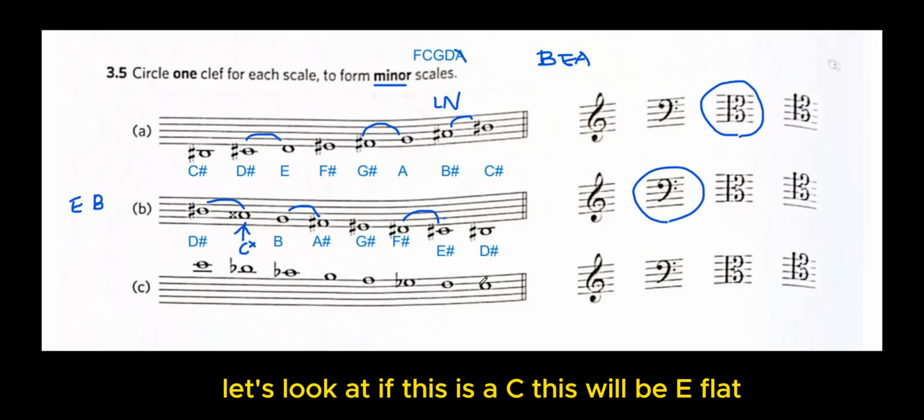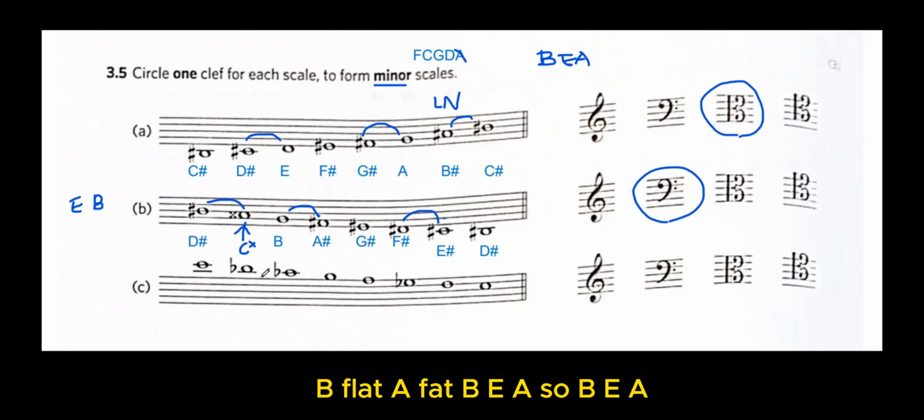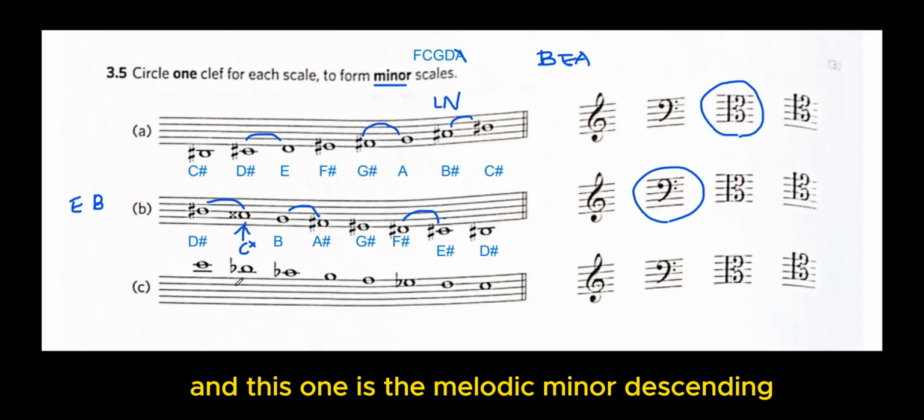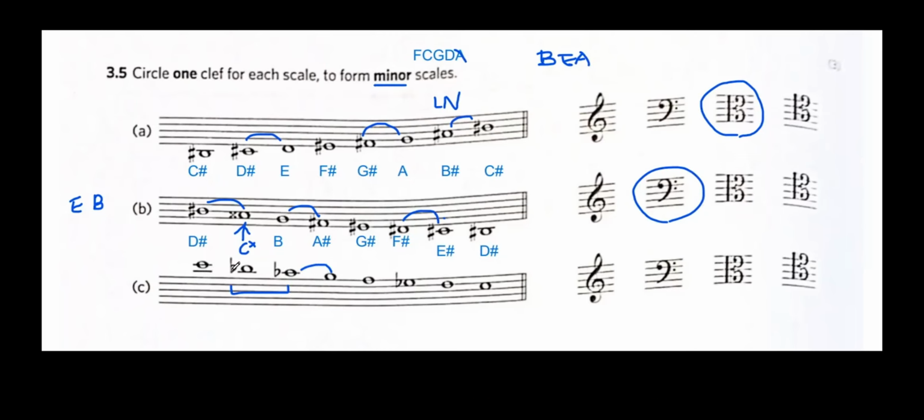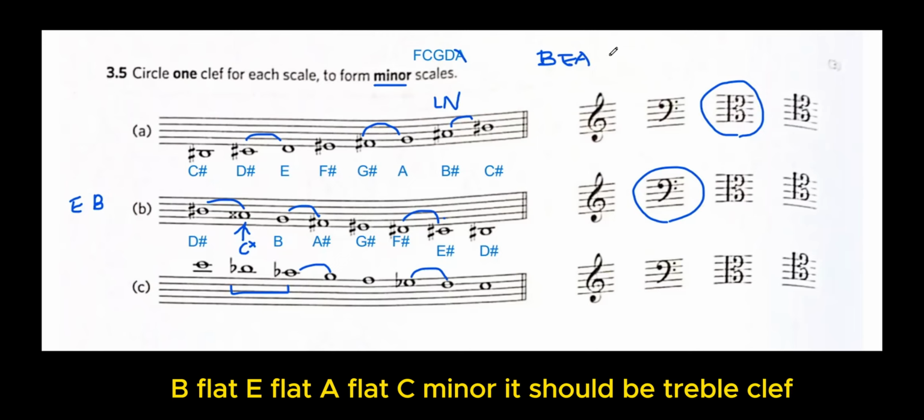Let's look at if this is a C. This will be E flat, B flat, A flat, B, E, A. And this one is the melodic minor descending. So there's no raised 6 or 7. Semitone, E flat, E flat, A flat, C minor. It should be treble clef.